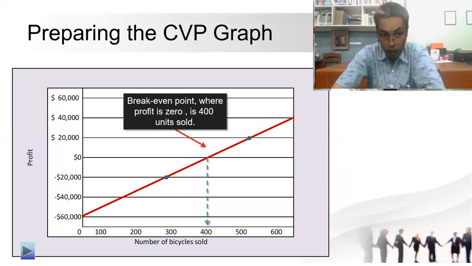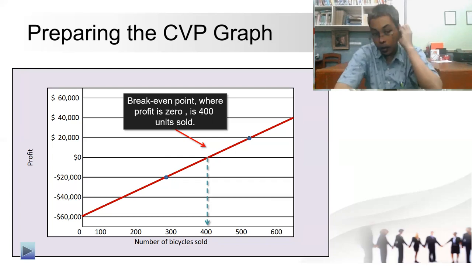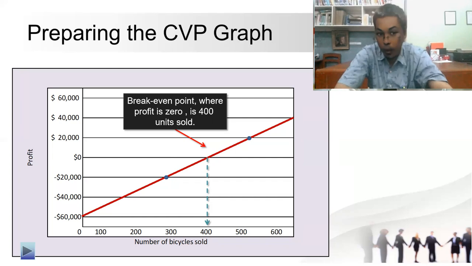So we also have a zero break-even point here. In this type of graph, we still have the vertical axis for the amount and the horizontal axis for the volume of units. For the horizontal, we have 0, 100, 200, 300, 400, 500, 600, and so on, the number of units. But you'll notice that zero profit is established at the number of units where, if you sell that many, you get zero profit. That is the break-even point.